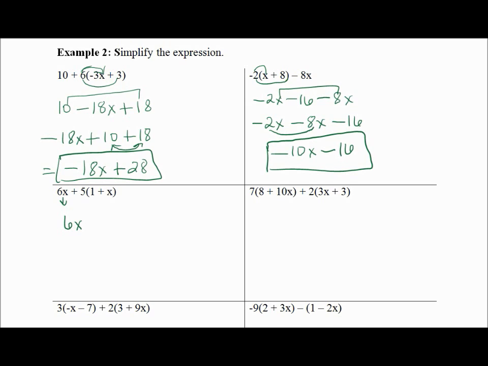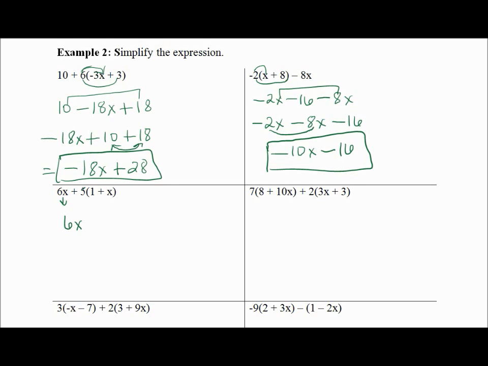Now remember, you're only distributing what's directly outside of the parentheses. I will have students from time to time try to distribute something way over here, but this is separated by a plus sign. But they'll try to distribute the 6x. No, you're only distributing what's directly in front of it. Okay? This is another operation. That's plus. We're adding that.